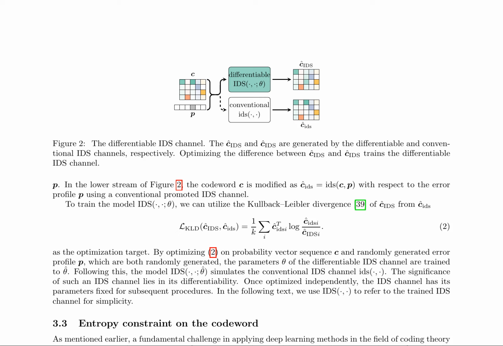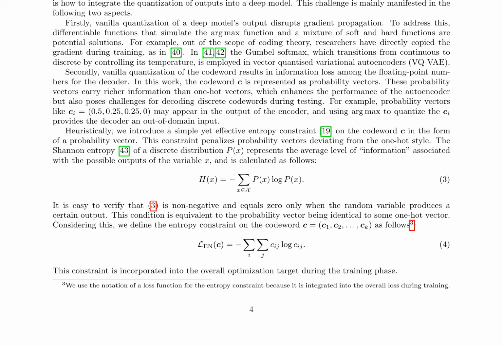The entropy constraint on the codeword ensures that the probability vectors used by the decoder are close to one-hot vectors, addressing information loss from quantization. The scheme's optimization target includes a cross-entropy loss for reconstruction disparity and the Kullback-Leibler divergence for training the differentiable IDS channel. The paper highlights the significance of these novel approaches in enhancing the performance of deep learning-based coding schemes.